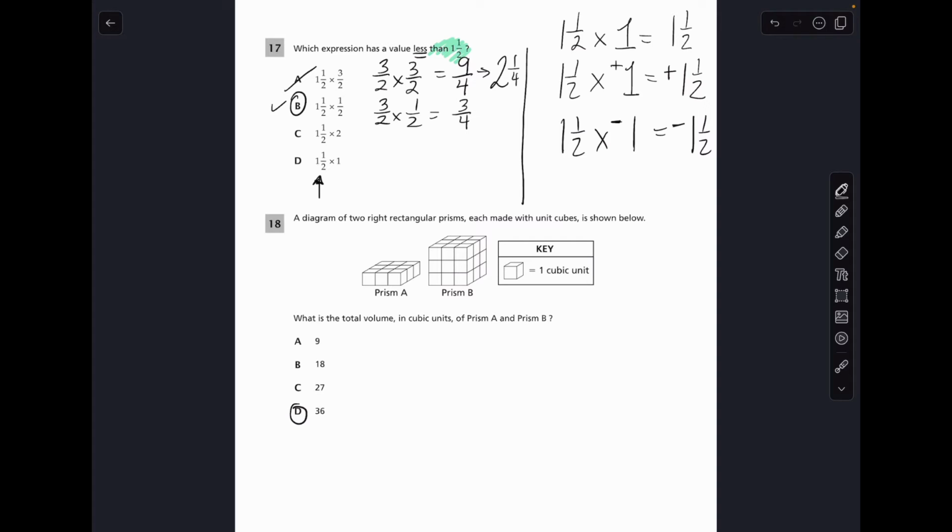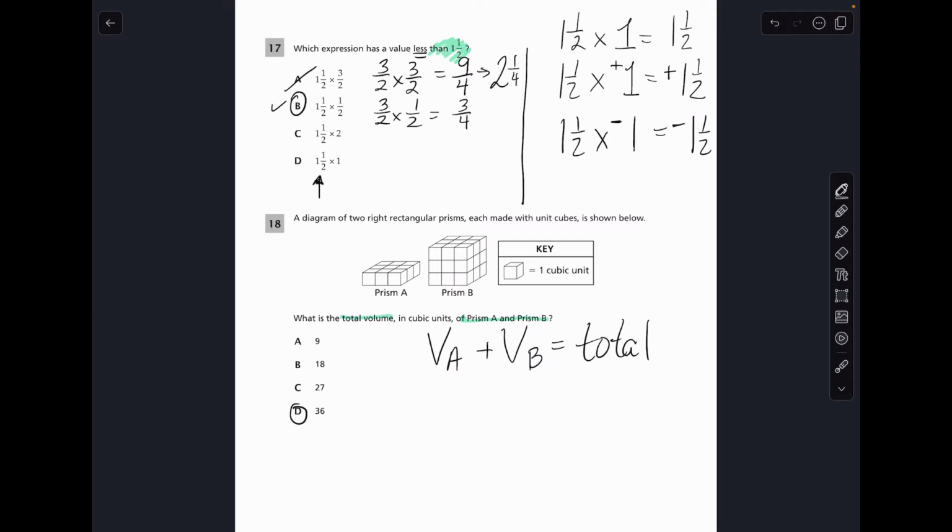So again, you have two different methods. Pick the one that makes the most sense to you. The convention, that rule of more than 1, less than 1, can be a little tricky for some kids. The second one's not so spicy. It's a volume problem. We want the total volume of prisms A and B. So meaning I'm going to find the volume for A and I'm going to add the volume for B, and that's going to give me the total.